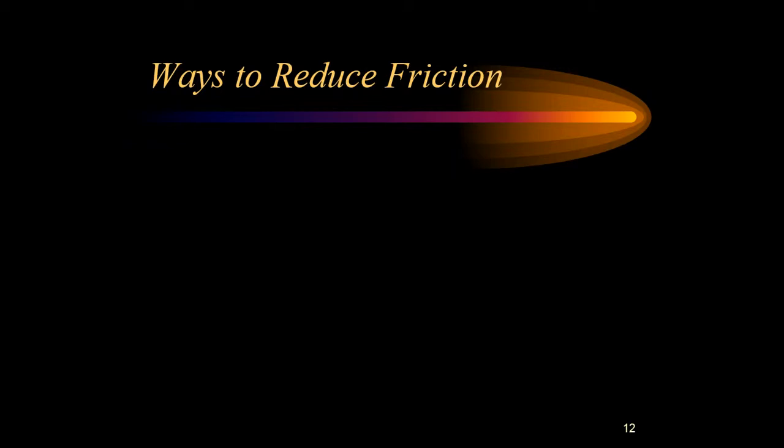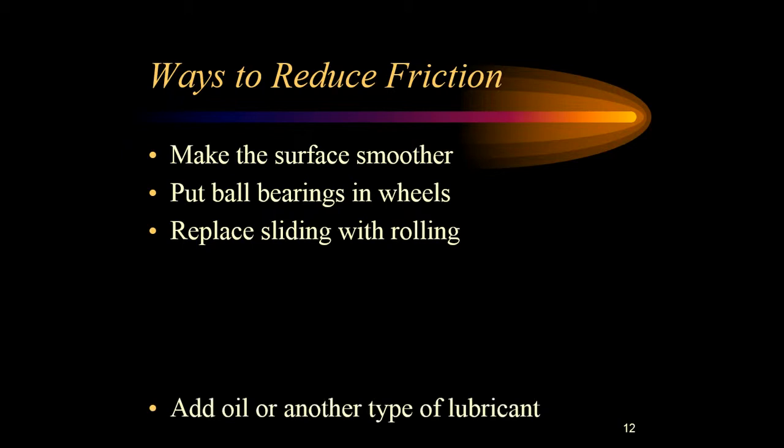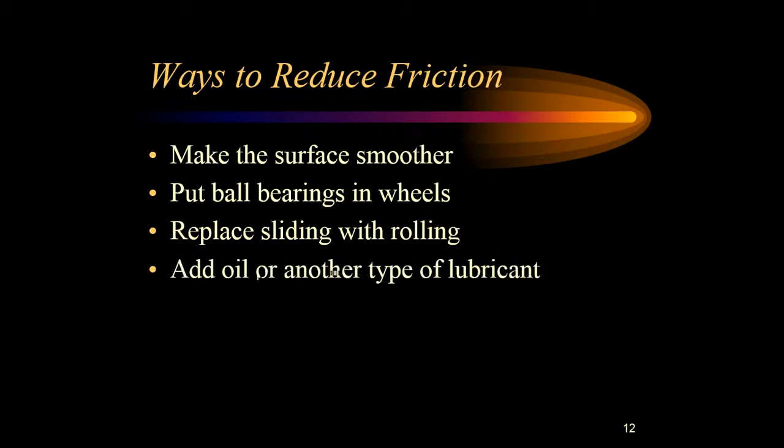So what are some ways that you could reduce friction? Well, you could make the surfaces smoother. You could do something like putting ball bearings in the wheels. You could replace sliding friction with rolling friction. Or you could add oil or another type of lubricant.